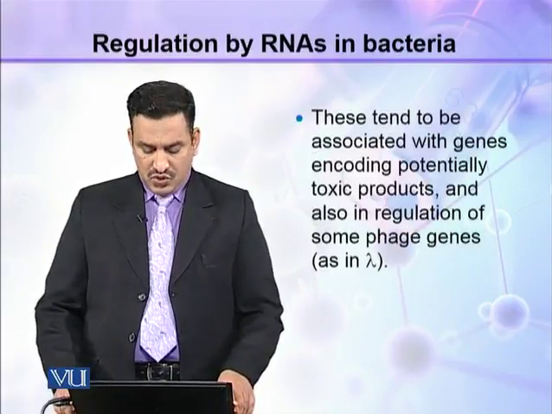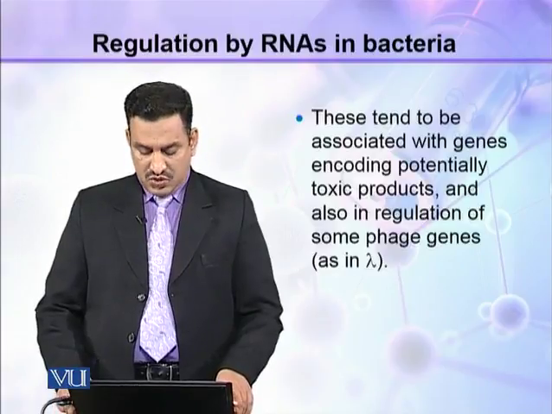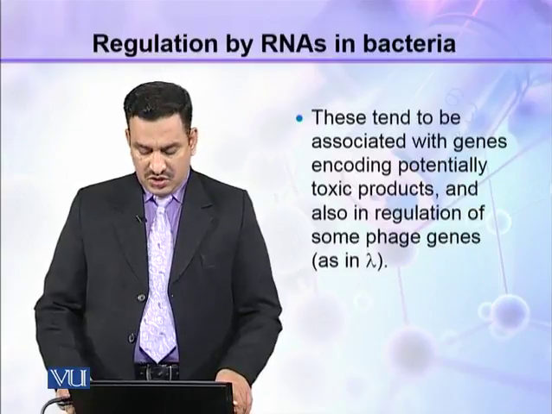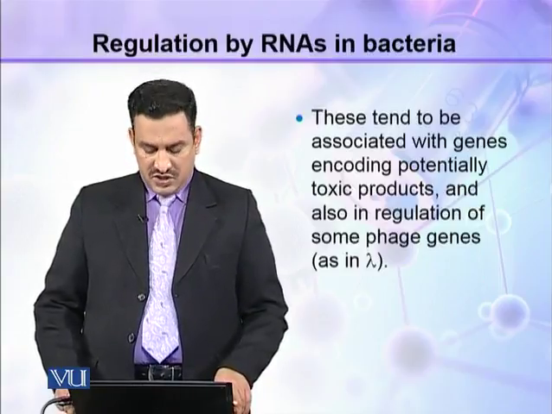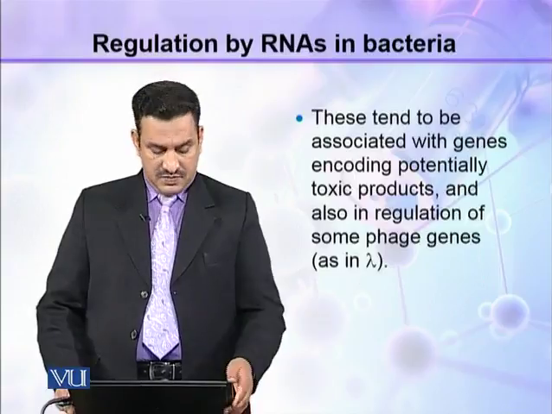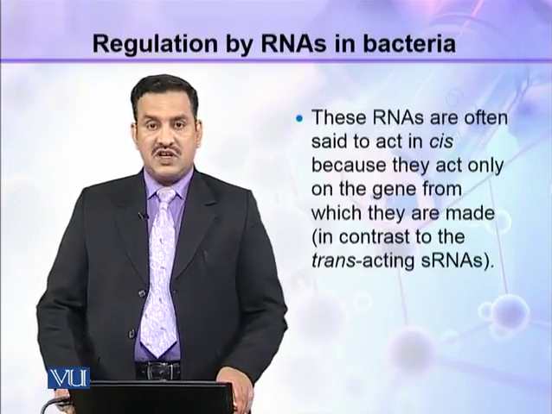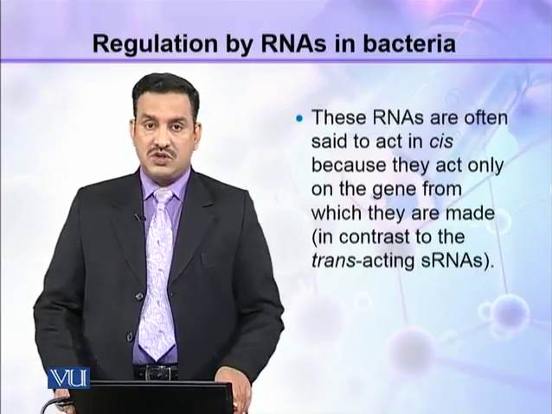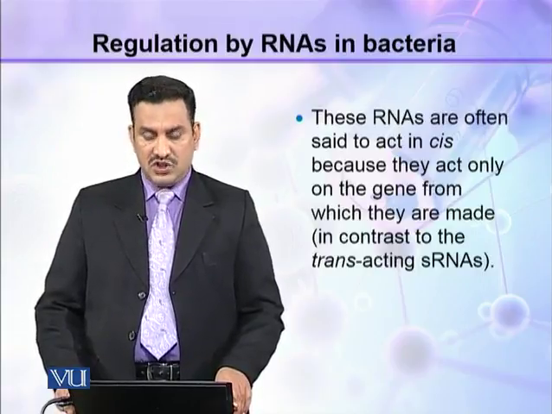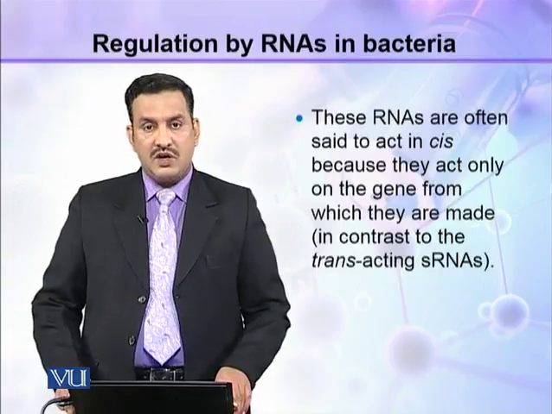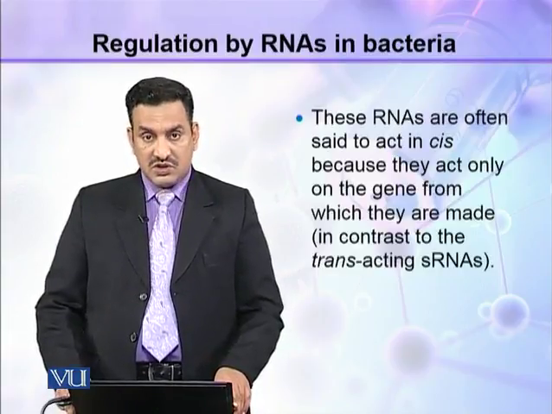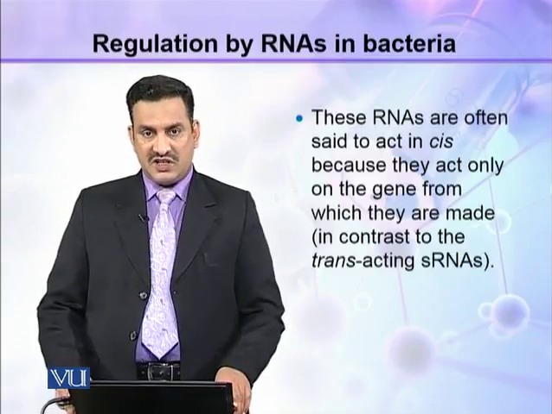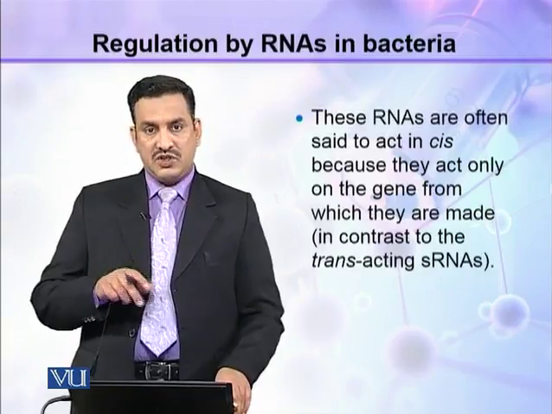These tend to be associated with genes encoding potentially toxic products and also in regulation of some phage genes, as in lambda. These RNAs are often said to act in cis because they act only on the gene from which they are made, which is opposite to the trans-acting sRNAs, because trans-acting sRNAs act on other genes.